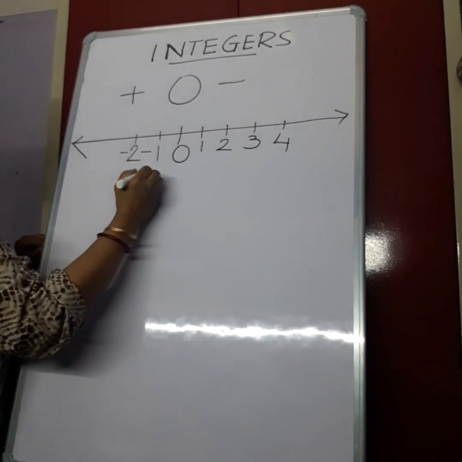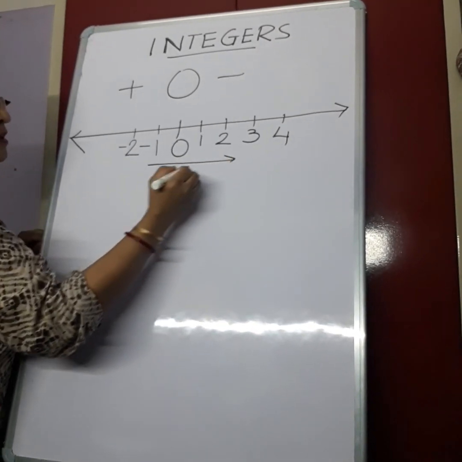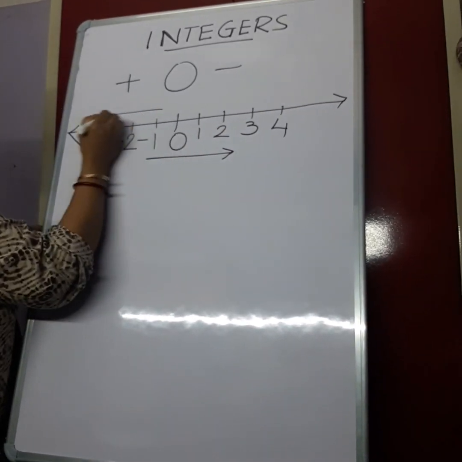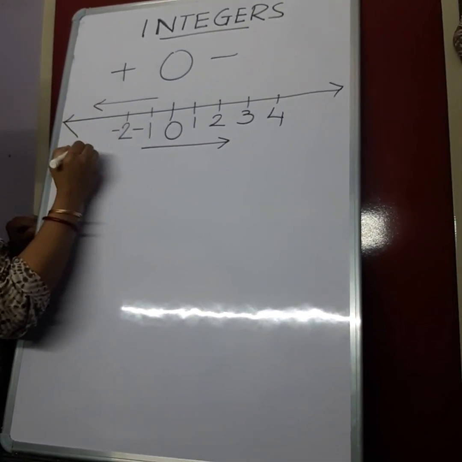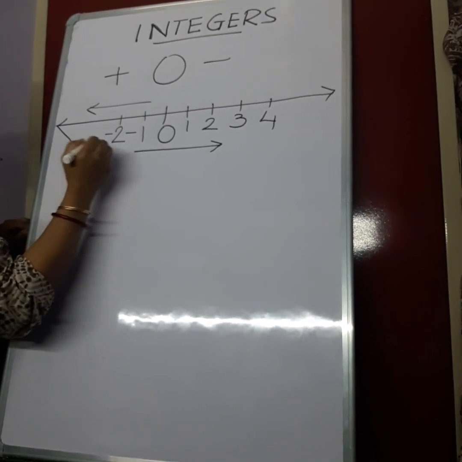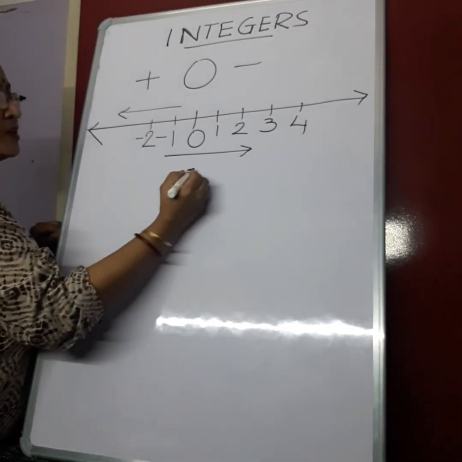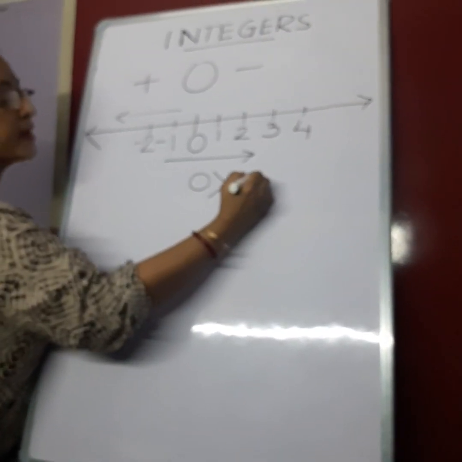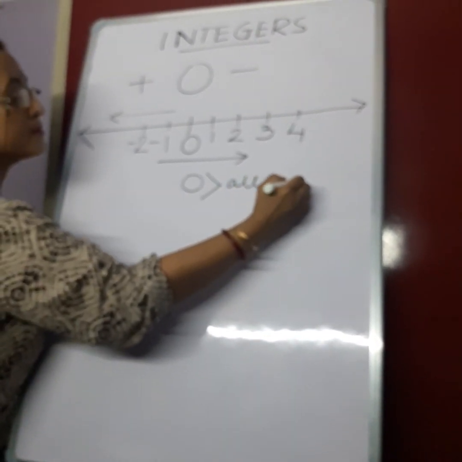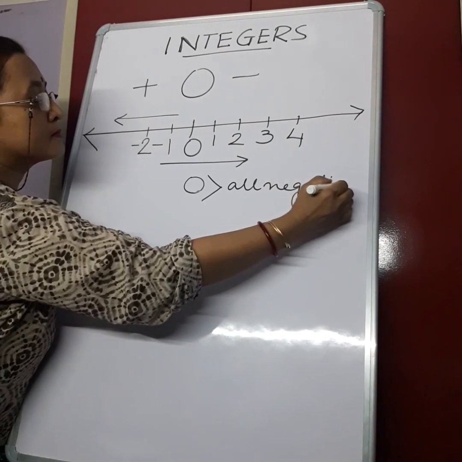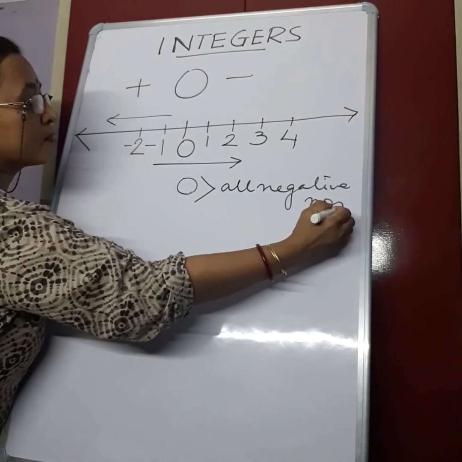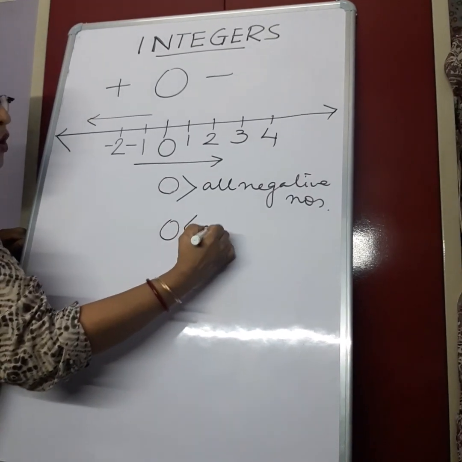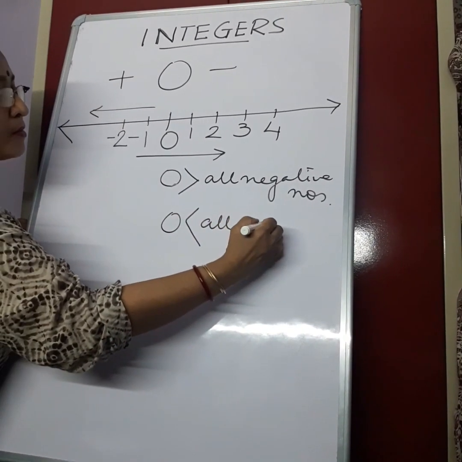Now, as we go towards right, the number increases, and as we go towards left, the number decreases. So here we can see 0 is greater than all the negative numbers. And 0 is less than all the positive numbers.